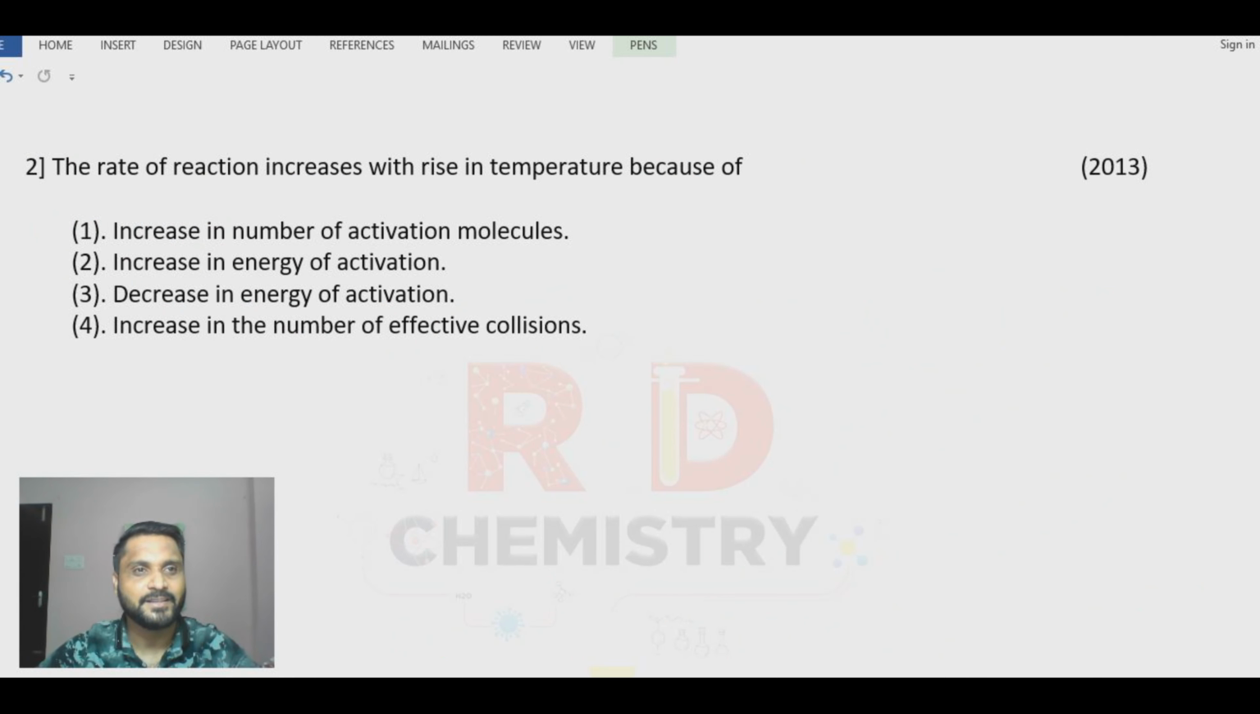Question number 2. The rate of reaction increases with the rise in temperature. Now you have to give the reason. When temperature increases, the number of activated molecules increases and the effective number of collisions also increases. The first option, increase in number of activated molecules, this is correct. Increase in activation energy, not possible. Decrease in activation energy, not possible. Increase in number of effective collisions, this is also correct. And for this question there are two options. Option number 1 is correct, and option number 4 is also correct.